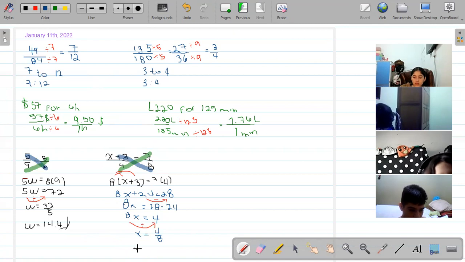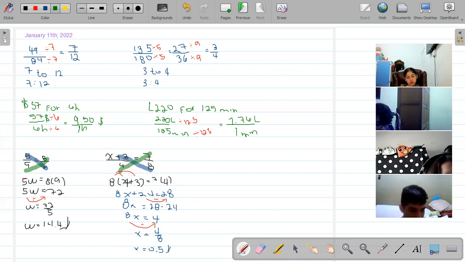And I simplify this, and I need to have a decimal. How much is 4 divided by 8? 0.5. And that is my answer with this method.